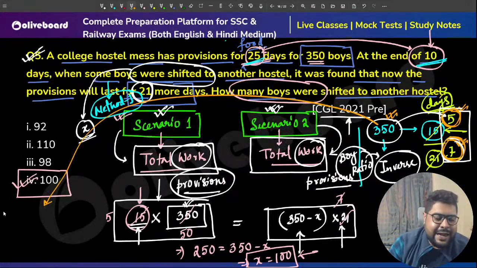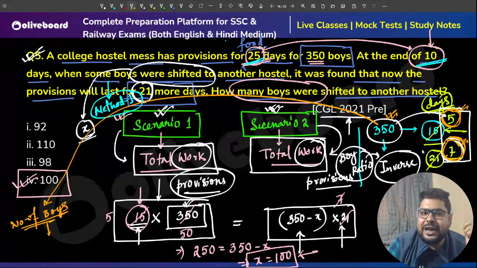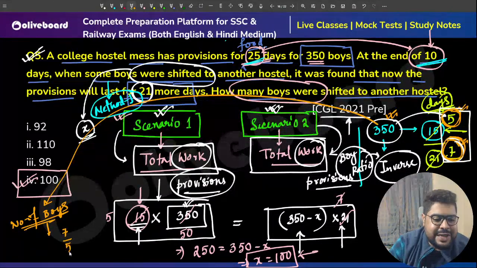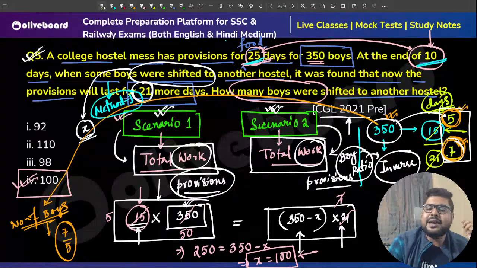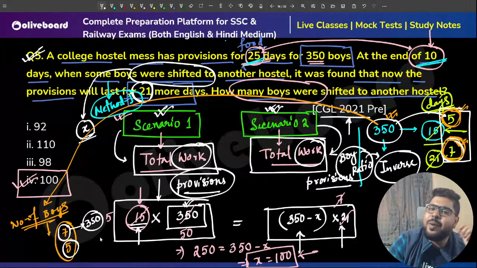So that means the number of boys will be in the ratio 7:5. Now 7 parts is 350. Can anyone tell me what 5 parts is?